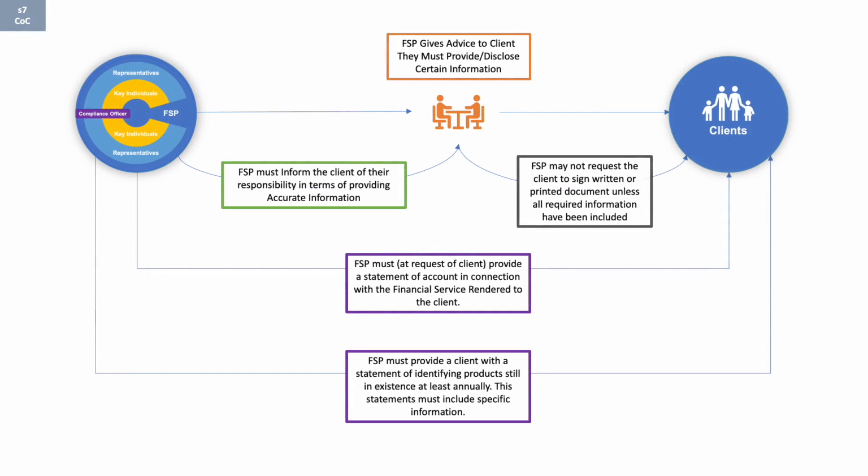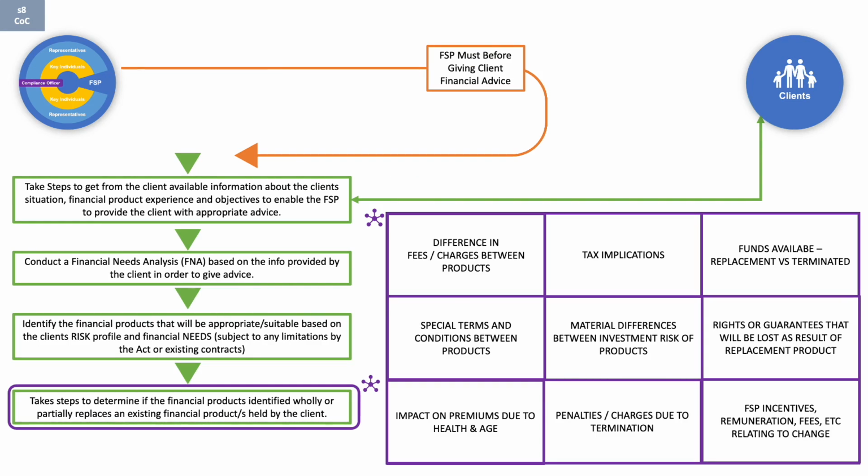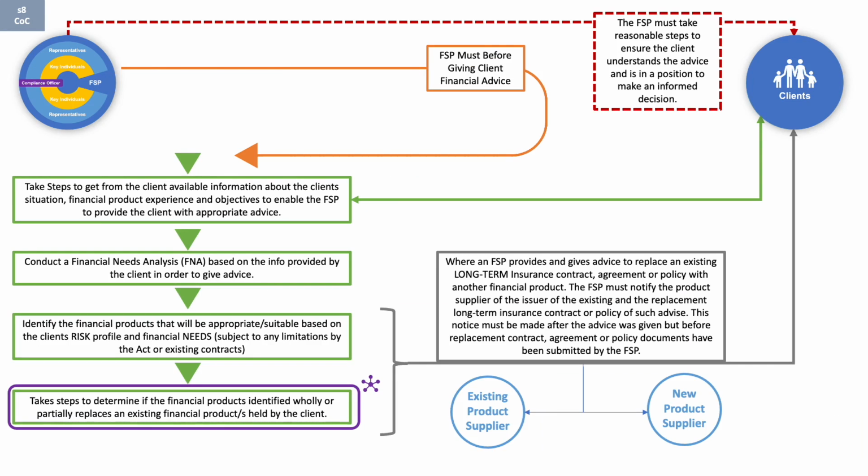So let's go through a final overview of what has been covered. We looked at the information the FSP and or representative must provide and disclose to the client when giving advice.